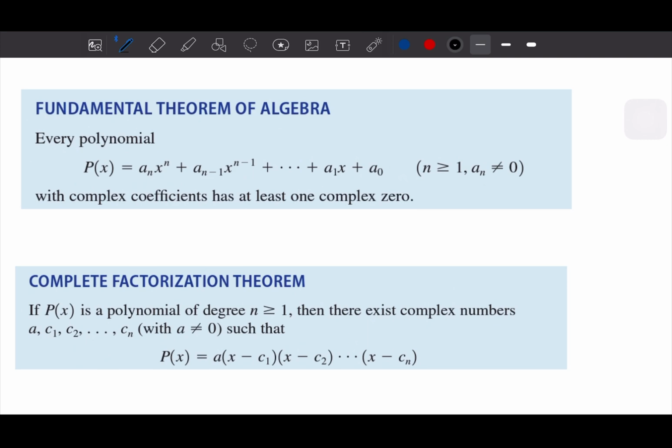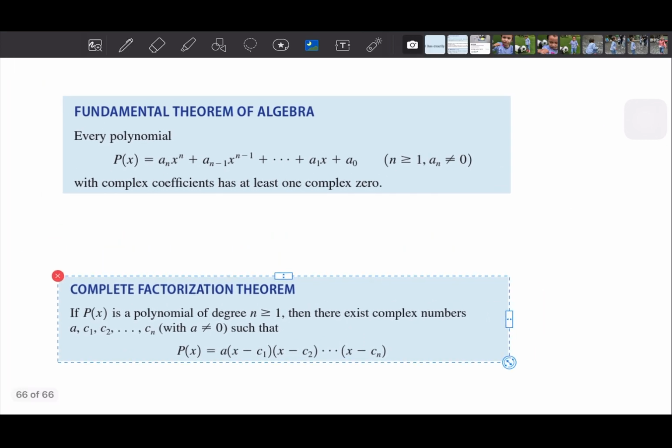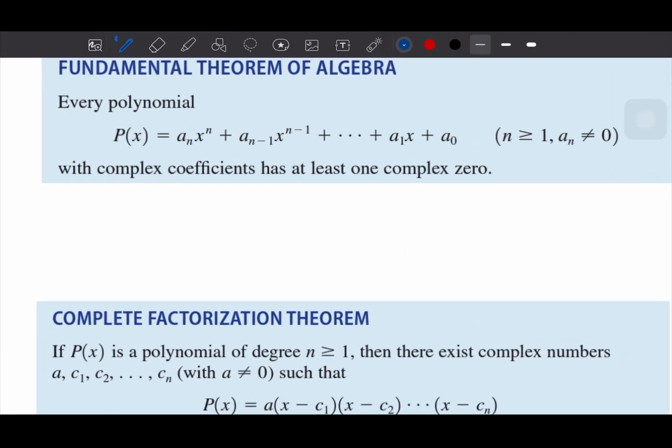So let me write the explanations here. A real number is also a complex number, right? So the theorem applies to polynomials with real coefficients as well. This theorem shows that the polynomial can be factored completely into linear factors.